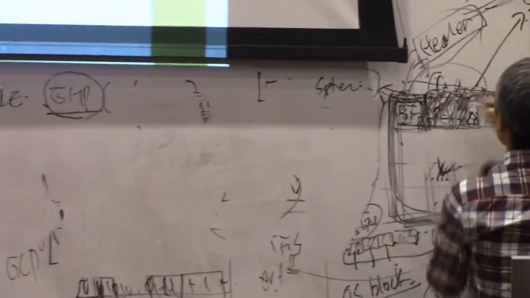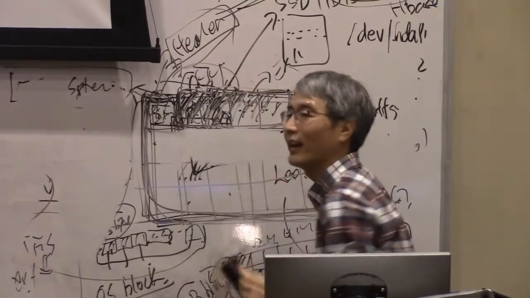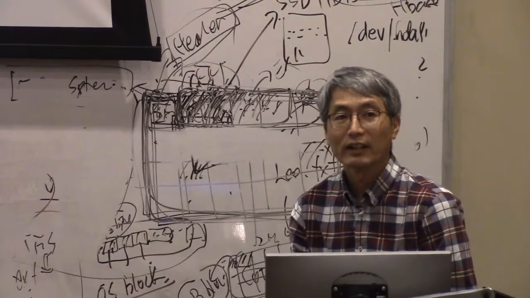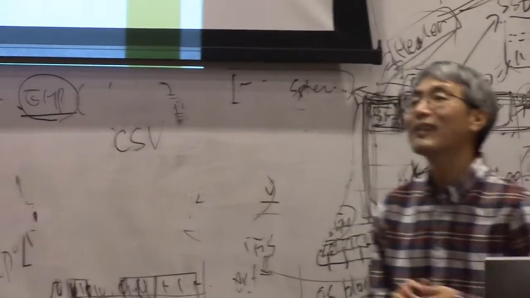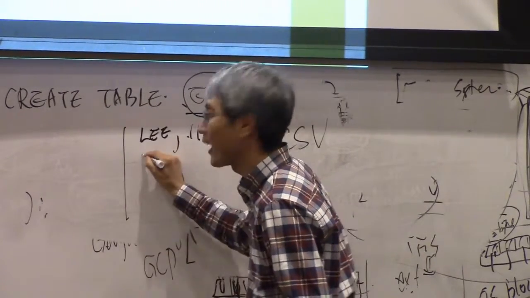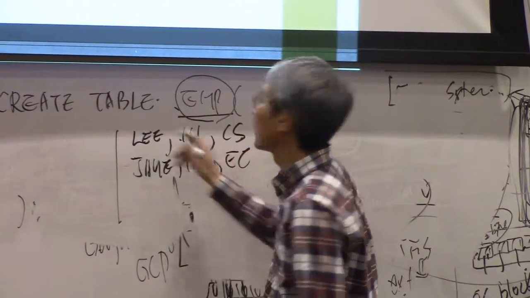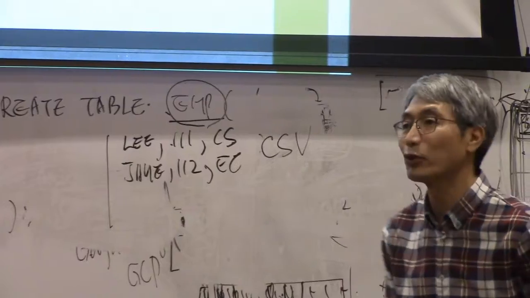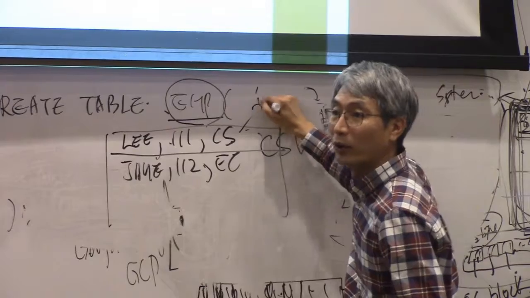So let's say we have 4 blocks and we locate the employee. Then how is this employee file organized? Okay. The simplest way is, what is a CSV? Comma separated file. Like Lee, comma, 111, comma, CS. A new line, James, 112, EE, like that. You can use comma separated. Comma can be used as a delimiter. And one line will be used for what? Record.